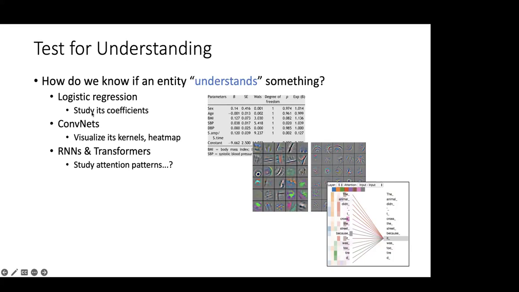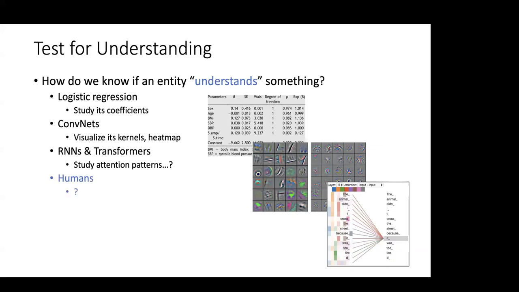CNNs are a little bit trickier than logistic regression, but we still can visualize kernels. We can use heat maps like Grad-CAM. Still, it gives a pretty good idea what it's doing. RNNs and transformers, I would say, are now becoming a little bit more of a gray area, because we usually study the attention patterns, or maybe we do perturbation studies, but I don't think that's good enough. Attention patterns are still an indirect way, and kind of episodic. It's one sample at a time: you put in a sample, you study its attention pattern, see if it satisfies you, and then you move on. I think that's not really good enough.